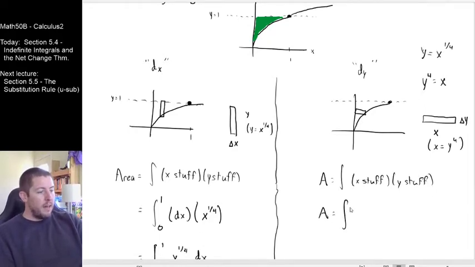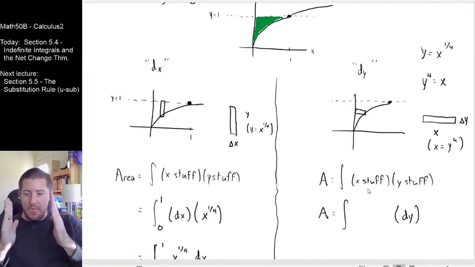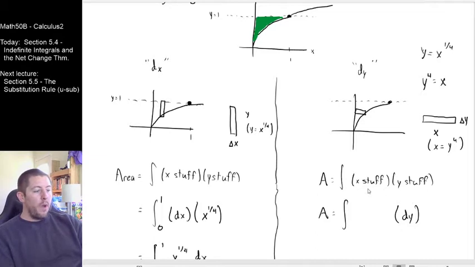In this case here, what's my y component, the height component? That is just our dy, right? So I can go ahead and put dy in for our y component. What is the x component? What's the width of each of our Riemann sticks? The width of each of our Riemann sticks is x.